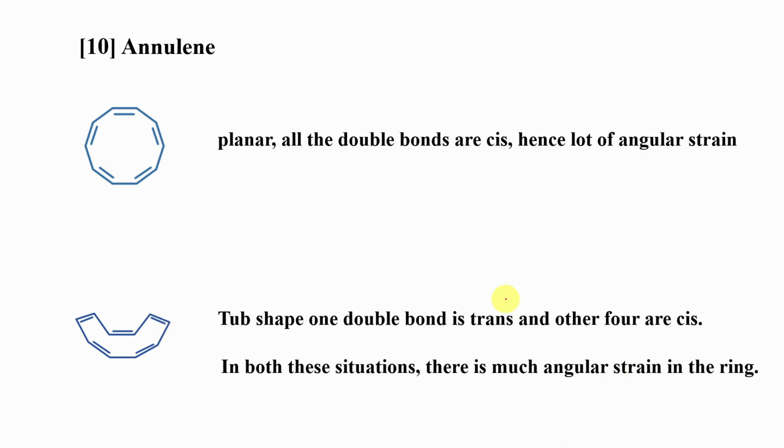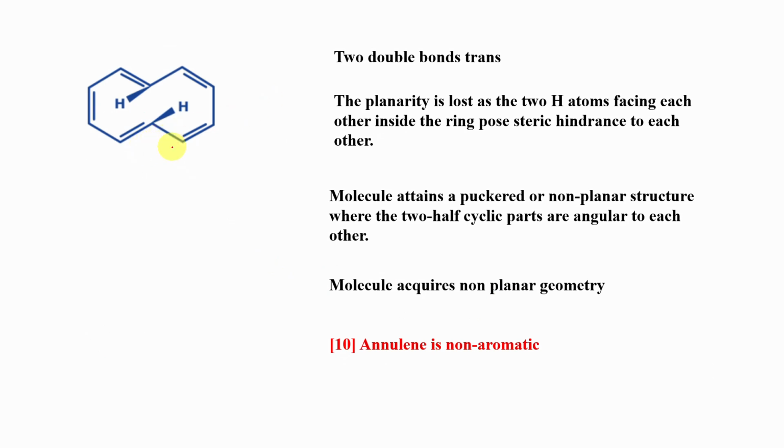So 10-annulene assumes this structure. In this structure, the two double bonds, this double bond and this double bond, are trans to each other. But here two hydrogens, this hydrogen and this hydrogen, are facing each other inside the ring, which poses a large steric hindrance to each other. Thereby the molecule loses planarity and attains a puckered ring structure. And hence 10-annulene, even though it has a Huckel number of pi electrons, is non-aromatic in nature.